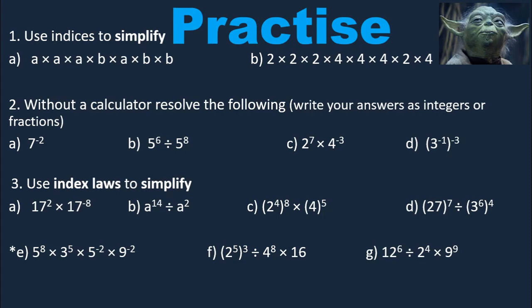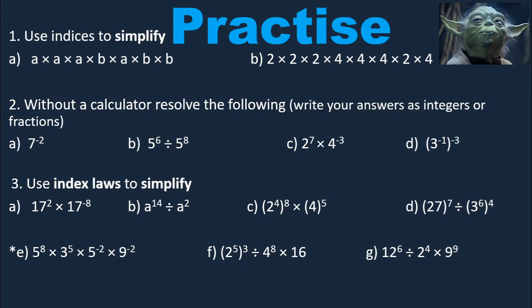Okay, it's your turn to practice now. Let's first just read these through. So for question 1, A and B, you're just simplifying by using indices. For question 2, you are resolving, that's solving, finding the values of these expressions, but writing your answers in integer or fraction form. So if it's a fraction, don't convert it to a decimal. For question 3, we're using index laws to just simplify these expressions so you don't need to work out their values. Go ahead and hit pause. Take your time to copy the question, work those through, and press play when you're ready to take up your answers. I know these are a bit challenging, so ask me if you need help. Give it a good try.